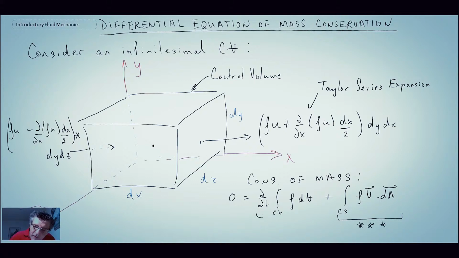This first term, we can re-express as the time rate of change of the density times the volume of the differential element, and the volume of the differential element is dx, dy, dz. So we can replace that first term, and then for the second term we have to look at mass flux coming into and out of each of the surfaces in our little tiny cube.